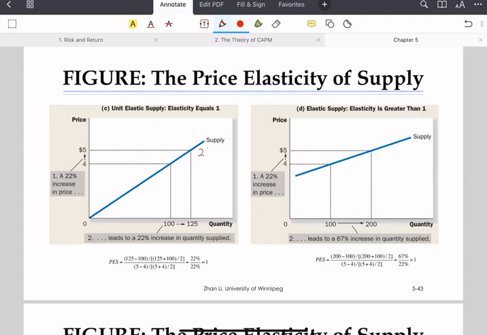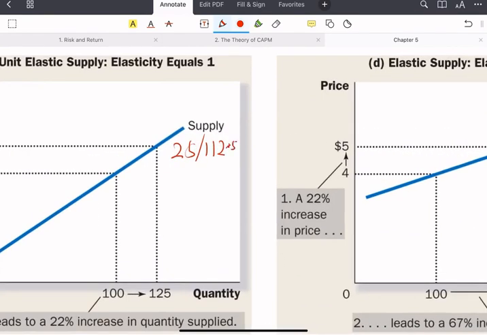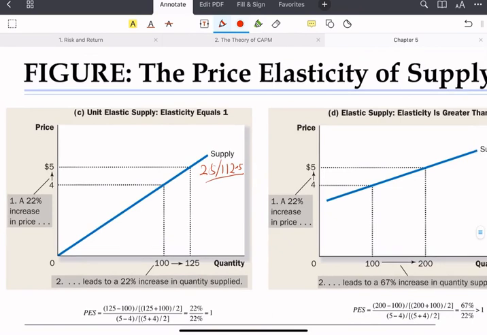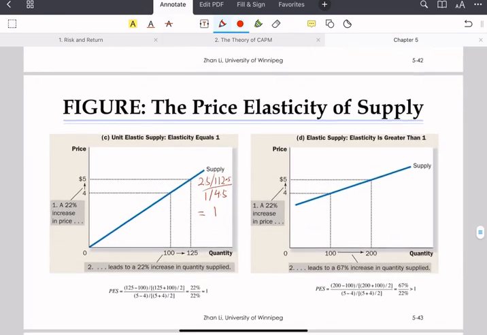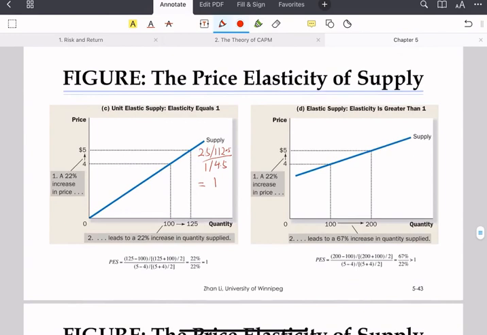Again, this is 25 divided by, I think it's 112.5, right? Divided by the percentage change in price. So it's 1 divided by 4.5. This gives us 1. Okay, I will skip the fourth one. Basically, you have the formula here. So the price elasticity of supply is 67 divided by 2, which is larger than 1.